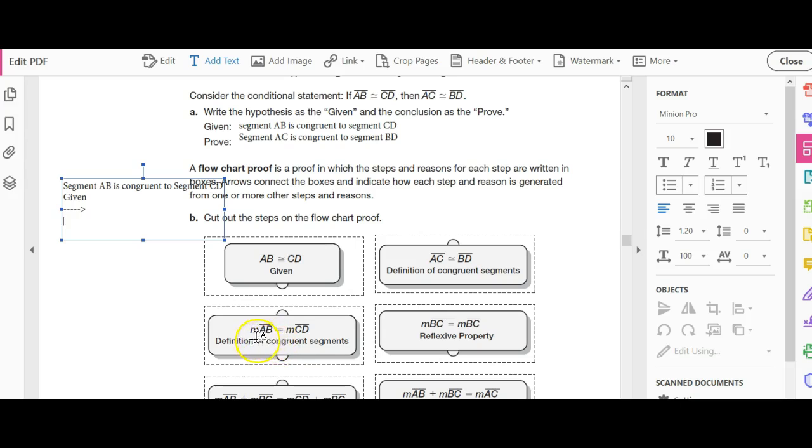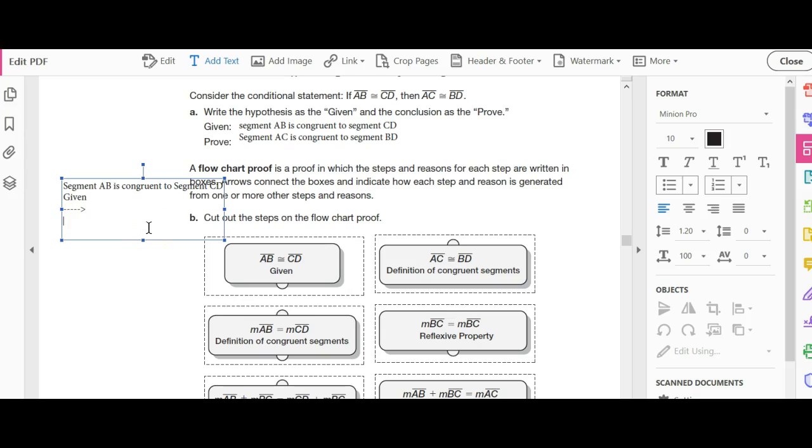And if I'm depending on this definition of congruencies, right? If I'm depending on what it means to be congruent, then it would make it clear that the reason I'm going to give is this definition of congruent segments. So the only thing I need to know that their measures are equal is I just need to know that they are congruent.